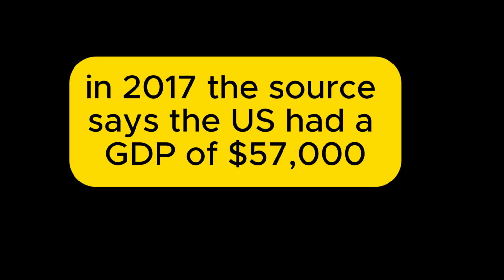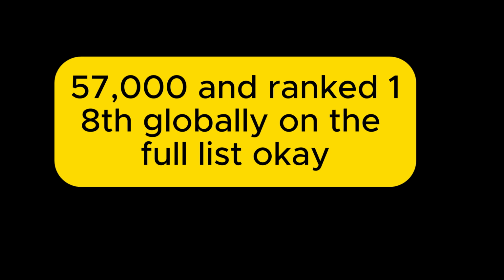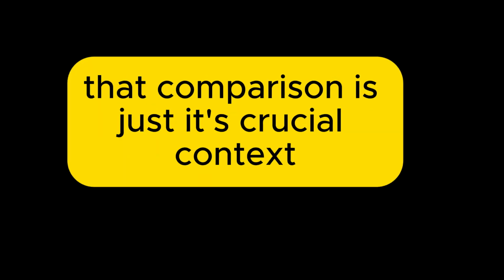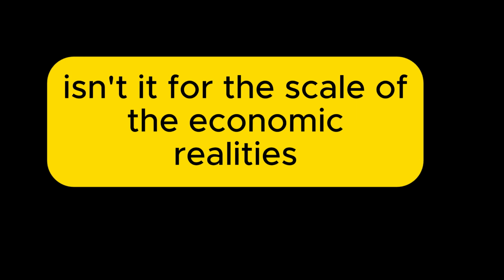In 2017, the source says the U.S. had a GDP of $57,000. 57,000. And ranked 18th globally on the full list. Okay. Exactly. So $57,000 compared to, well, you'll see it when we get into the list. That comparison is crucial context, isn't it, for the scale of the economic realities this source is presenting. Absolutely puts it in perspective.